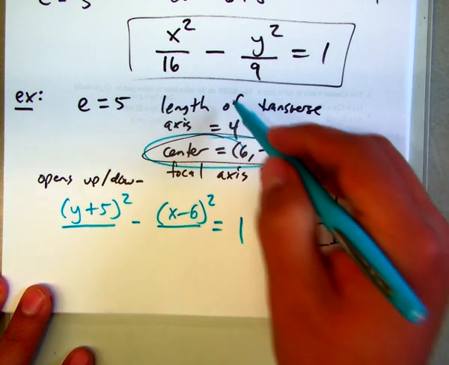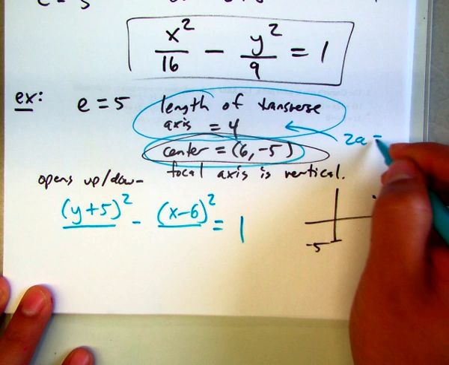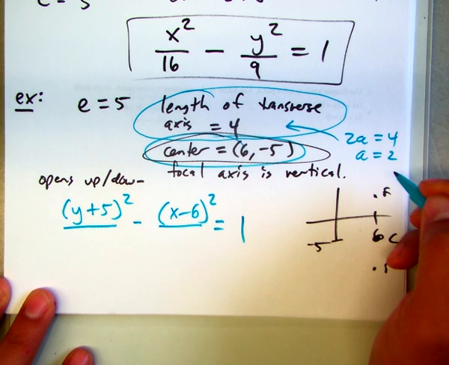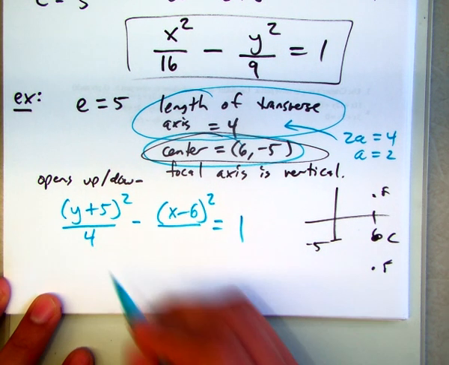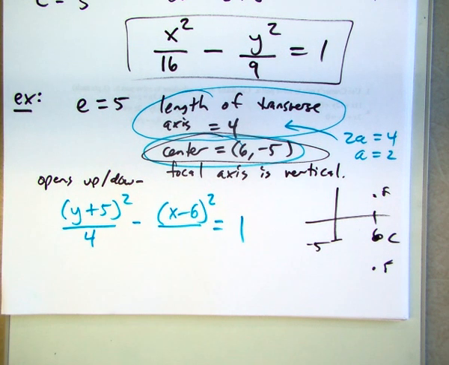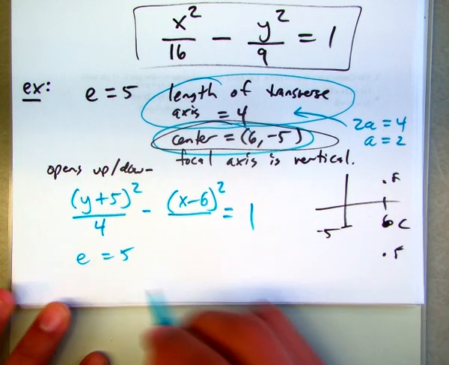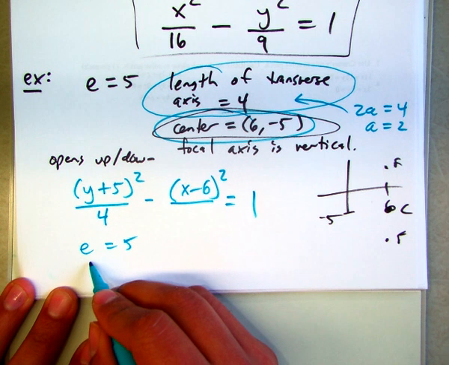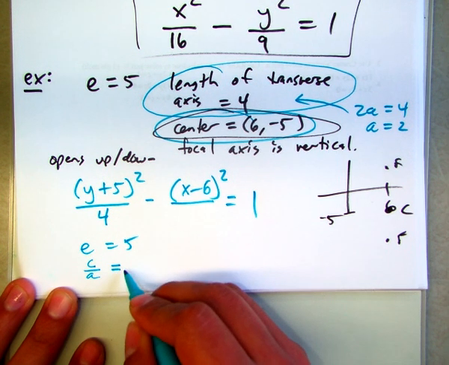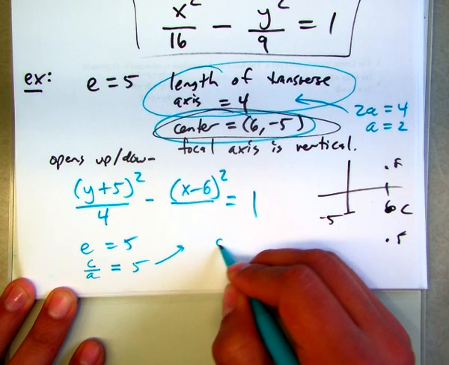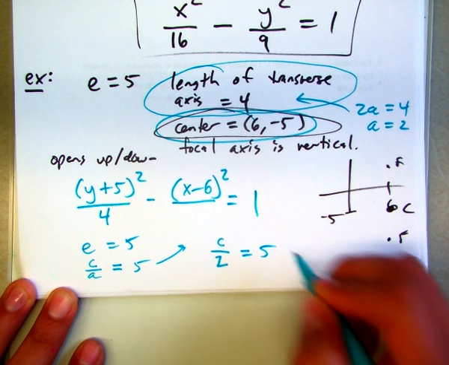Length of transverse axis is equal to 2a. And if 2a is equal to 4, we know a is 2. So that means it's over 4 for the y, right? Because a is always with the one that's positive. And now, since I know eccentricity is 5, how do I find eccentricity? C over a, and that has to equal 5. C over 2 equals 5. So C has to be 10.